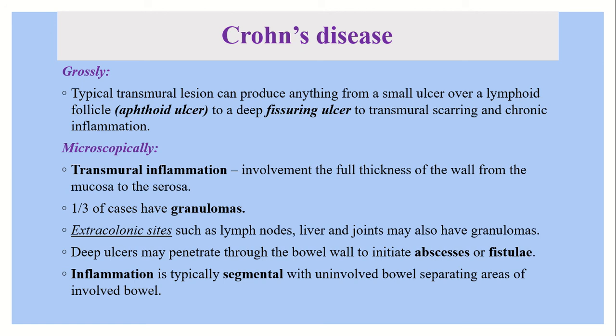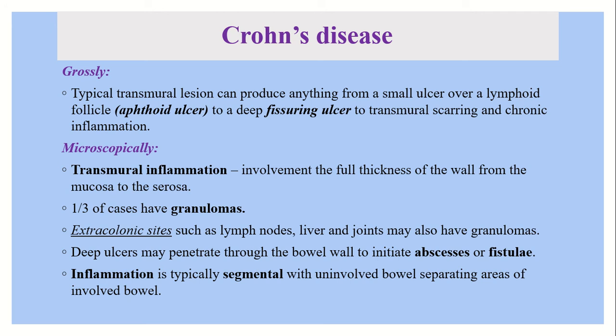Macroscopically, there are cardinal histologic features of Crohn's disease. The first of them is transmural inflammation, involving the full thickness of the wall from the mucosa to the serosa. If you remember, we just discussed ulcerative colitis, where we said the inflammation is limited only to the mucosa. But in Crohn's disease, the inflammation involves all of the layers. Then one third of the cases have granulomas. This is a granulomatous disease.